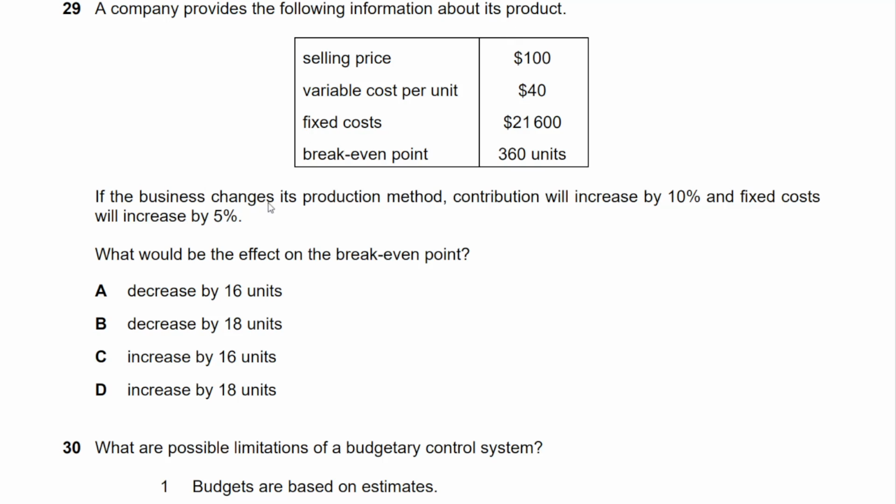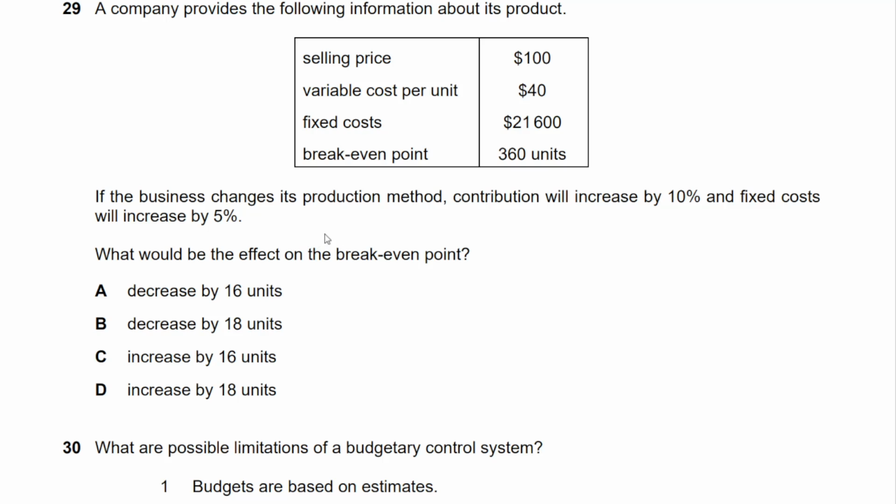A company provides the following information about its product. Sales price, variable, fixed. Okay. If the business changes its production method, contribution will increase by 10% and fixed cost will increase by 5%. What would be the effect on the break-even point? Right now the break-even point is given as 360 units. Let's check what the break-even point will be if we follow these changes.